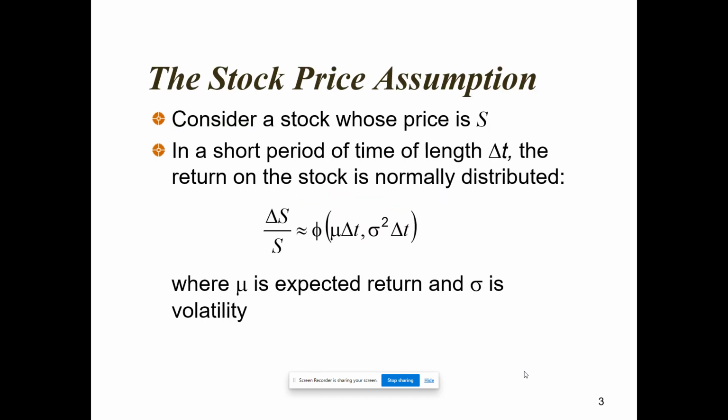Now let's start with the basics. You take a stock whose price today is S, and there's a short period of time which is delta t. The return on the stock is assumed to be normally distributed. So delta S by S, the change in the stock over the original price, tends to a normal distribution defined by phi of mu times delta t, comma sigma square delta t, where sigma is the standard deviation. So variance becomes sigma square, and sigma is also a measure of the volatility, with mu being the expected return.